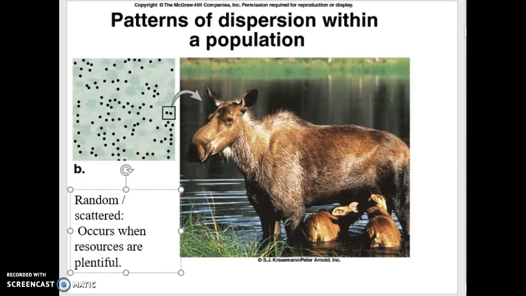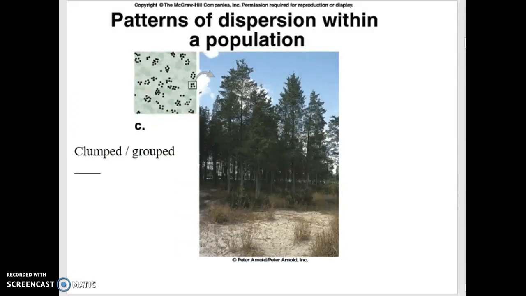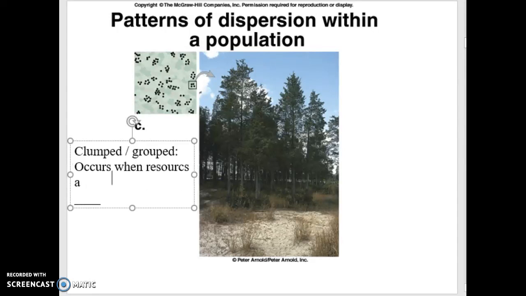Now, what will happen to the moose in the picture here is later in the fall, as resources dwindle, because ecology is constantly changing, environmental factors change, the abiotic, non-living factors change because of seasonal change, resources dwindle. There are fewer and fewer resources, so then the distribution becomes more of a clumped or grouped distribution. So this means they concentrate around those resources. This occurs when resources are limited.